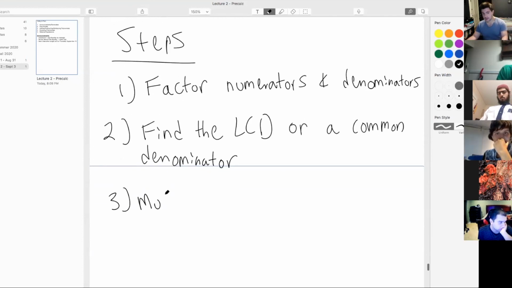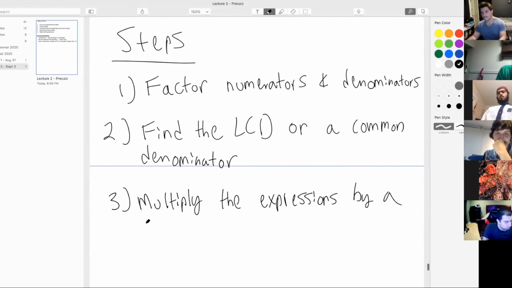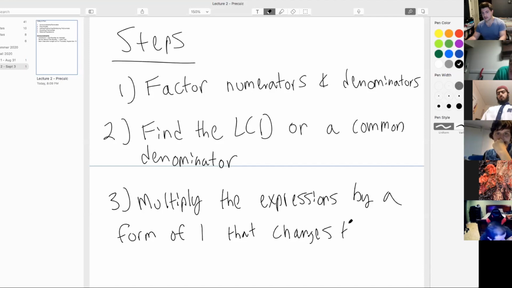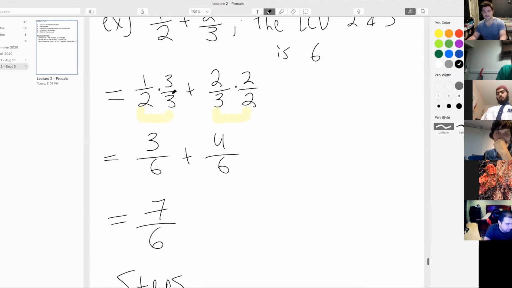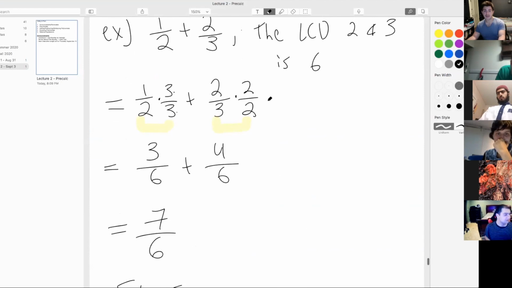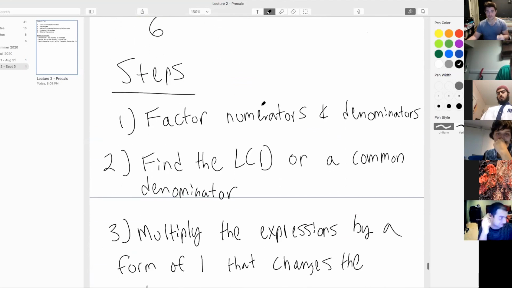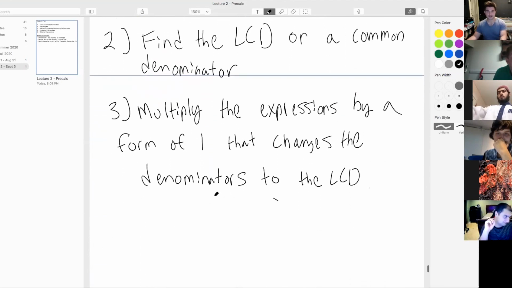Step 3, multiply the expressions by a form of 1 that changes the denominators to the LCD. So that's that business when I was multiplying this fraction by 3 over 3 and this fraction by 2 over 2. I'm just multiplying by 1 in a clever way, a form of 1 that changes the denominators to the LCD.